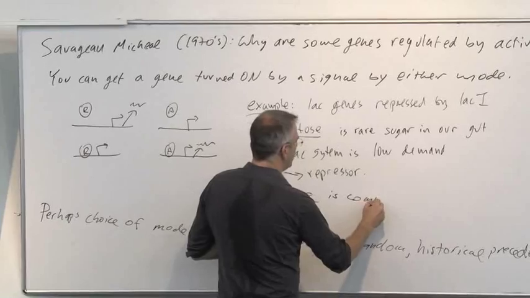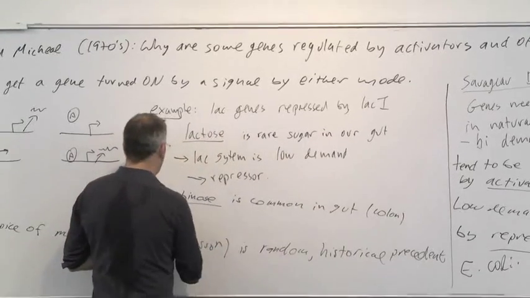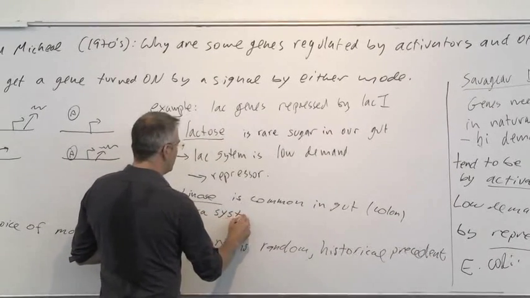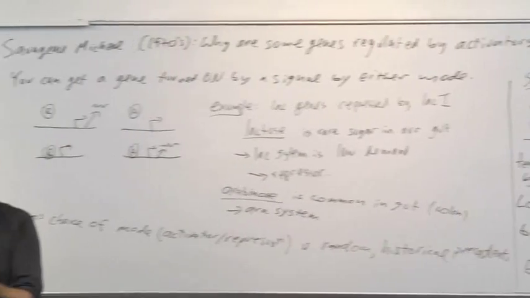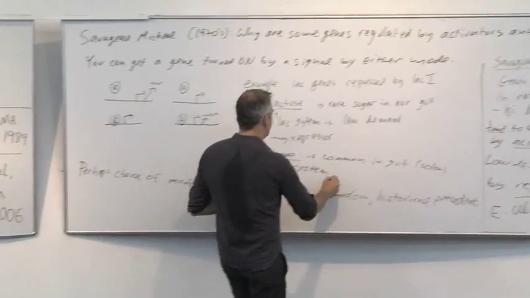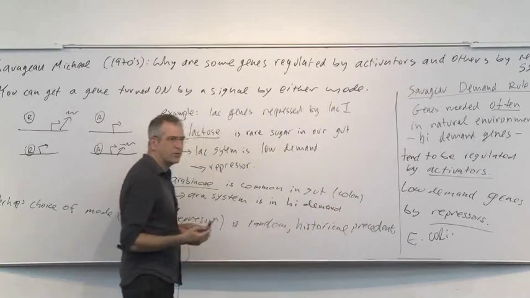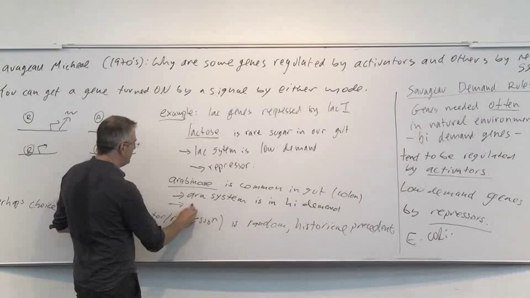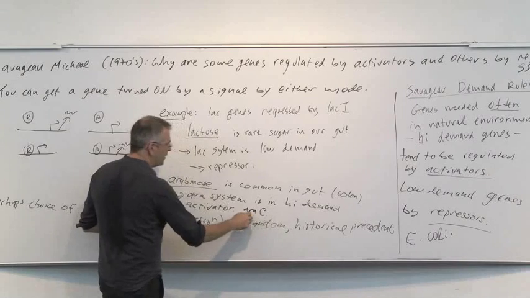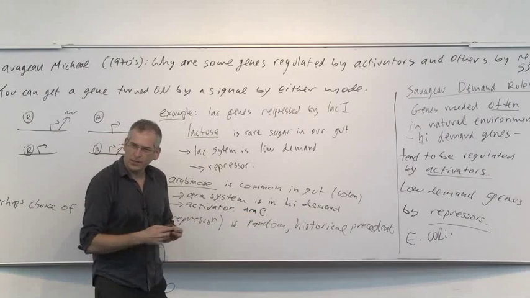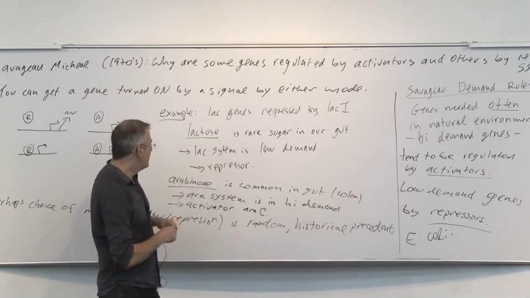is common in the gut. Therefore, the ARA system that we talked about a little bit, which is in charge of transporting and breaking down arabinose for use as a carbon and energy source, is in high demand in the natural environment of E. coli, and it's regulated by an activator. And indeed, it's regulated by an activator, AraC. This was actually the first activator, the one that couldn't get published for 10 years, this AraC. Okay?